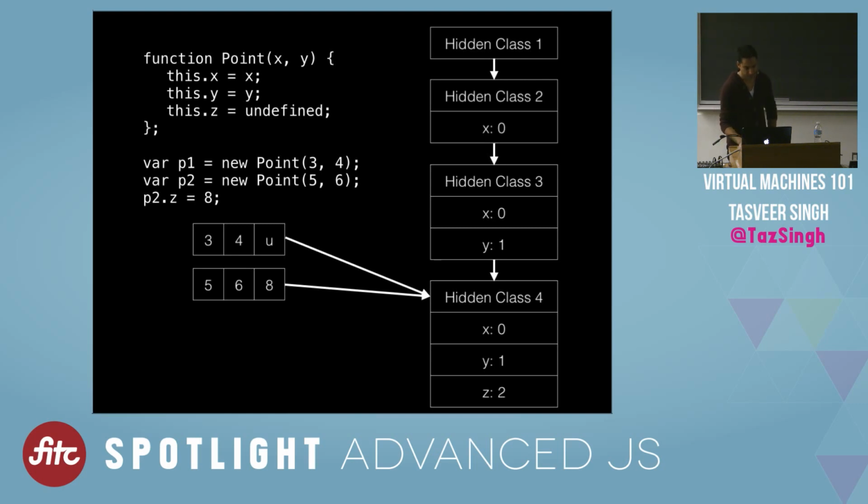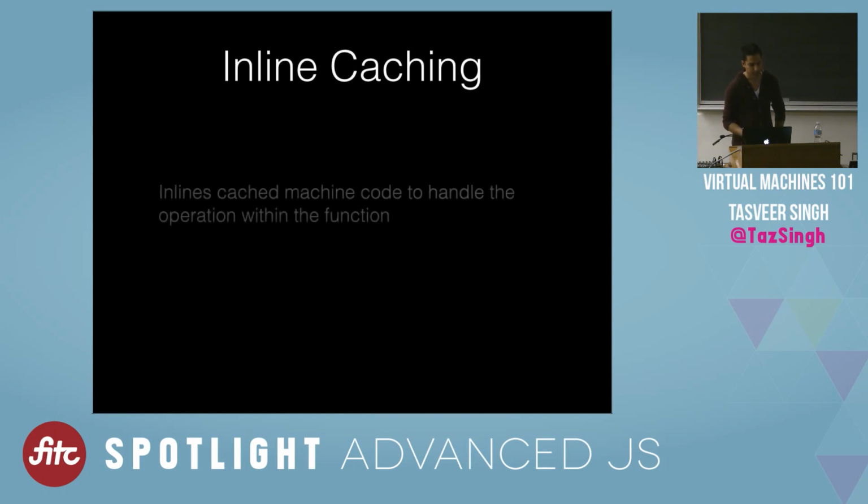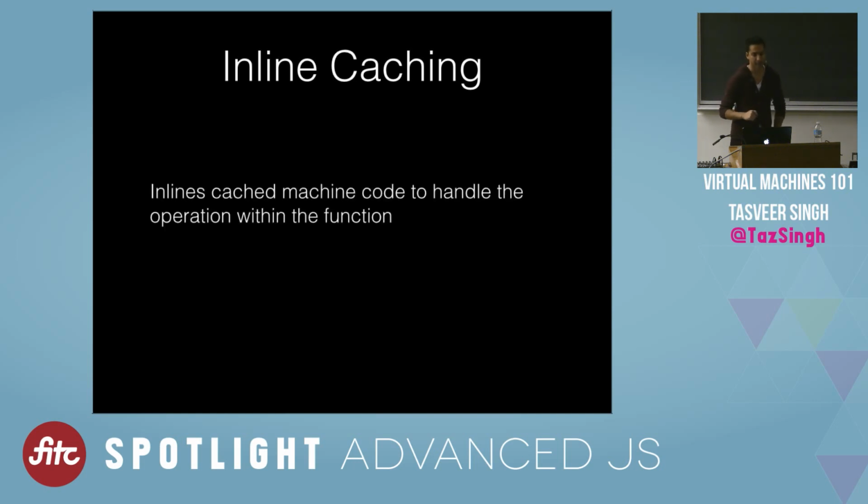Cool. So let's move on. Inline caching. What inline caching does, as I mentioned before, the interpreter will run through bytecode and generate machine code, which will then execute on your CPU. What inline caching does is it actually inlines that cached machine code to handle an operation within a function. Instead of generating that code and putting it on a CPU, it'll generate that code and inline it directly within the function for that operation.